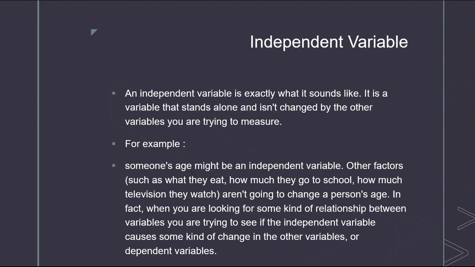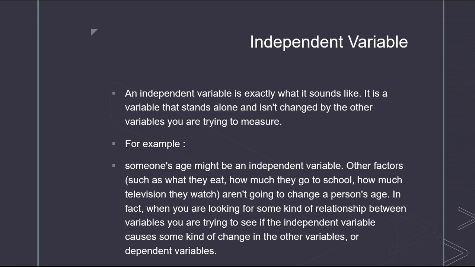Okay, there are three kinds of variable. First is the independent variable. An independent variable is exactly what it sounds like. It is a variable that stands alone and isn't changed by the other variables you are trying to measure. For example, someone's age might be an independent variable. Other factors such as what they eat, how much they go to school, or how much television they watch aren't going to change a person's age.